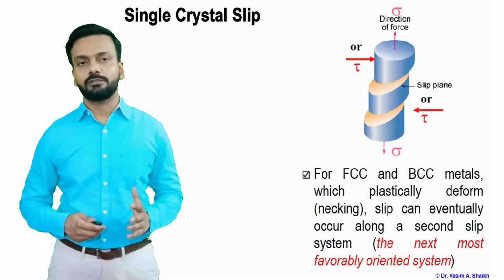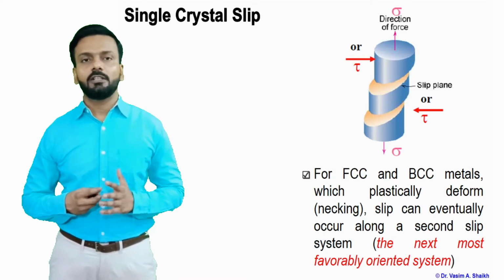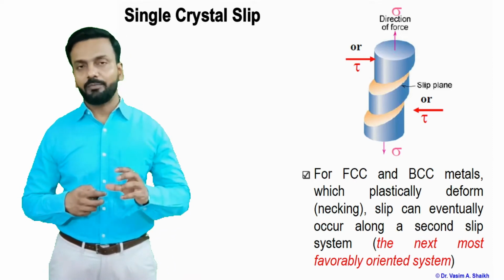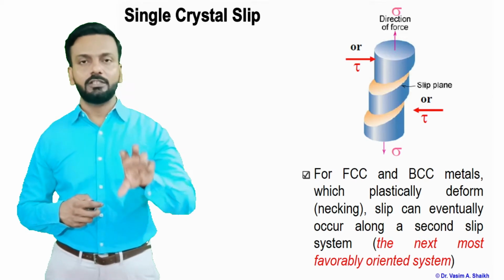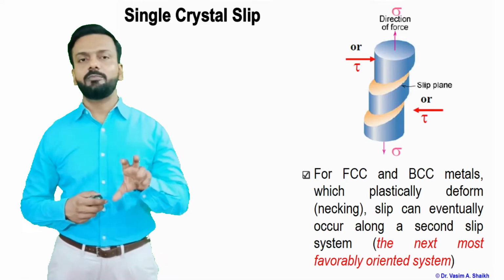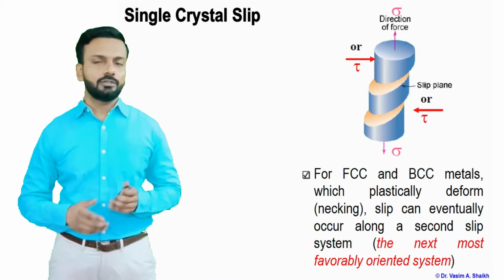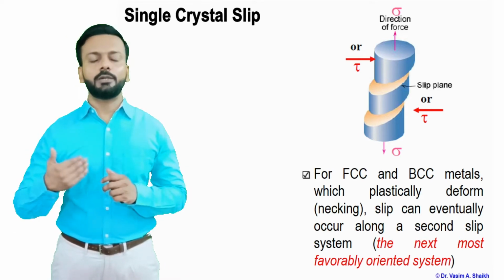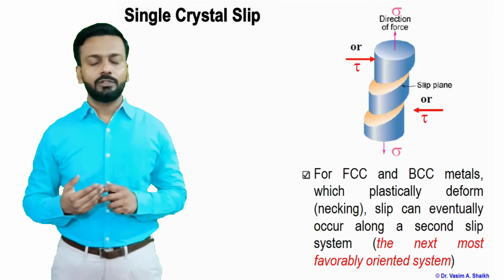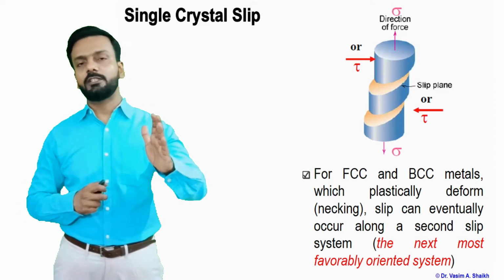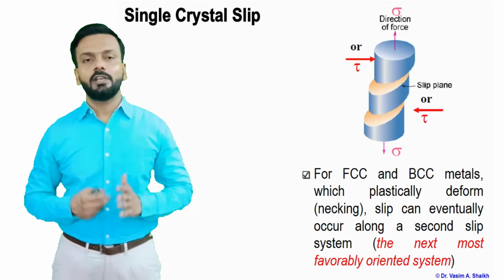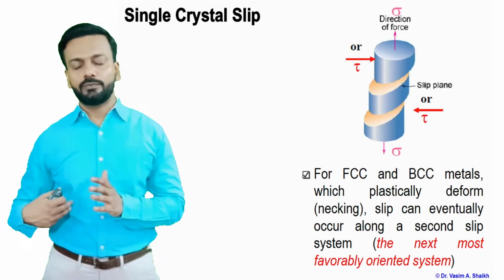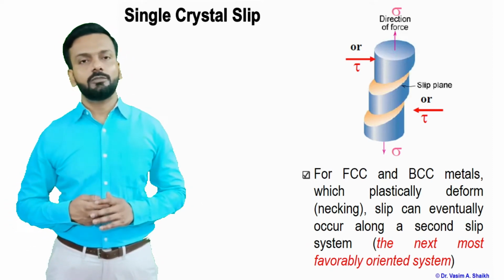And for FCC and BCC metals which plastically deform, necking is happening. So the material is deforming and there is necking, that means the diameter of the material is changing its shape and size, and slip can eventually occur along a second slip system. When the material deforms along the favorable slip plane, it will also try to deform along the next favorable plane. So the first plane is deforming, the second plane is also deforming, and like that the material will go on and on. After that, the third most favorable, the fourth most favorable plane will try to deform the material.